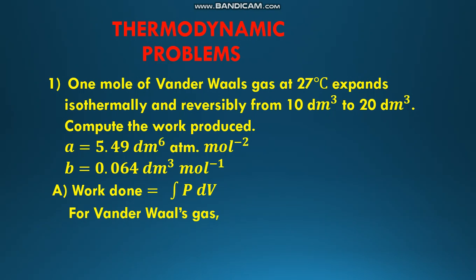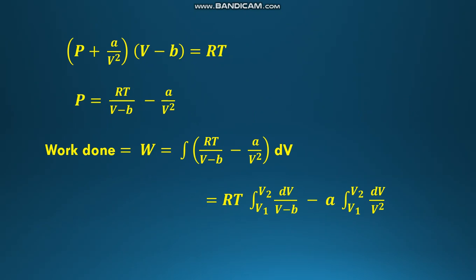So here it's given as 1 mole of van der Waals gas expanding isothermally. Isothermally means it's a constant temperature process, and it's given as a reversible process. So for this, the work done is equal to integral P dV. For van der Waals gas, the equation becomes (P plus A by V square) into (V minus B) equal to RT. So here P equal to RT by (V minus B) minus A by V square.